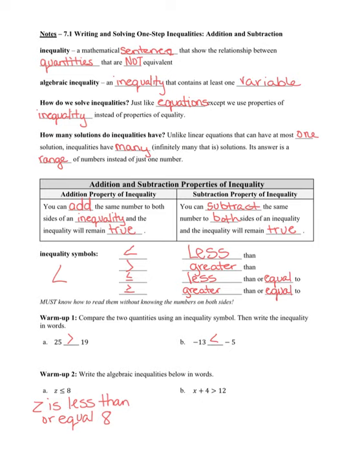B, we have x plus 4 is greater than 12. So we're going to write that out in word form here. X plus 4 is greater than 12. Alrighty, here ends the first page of your notes. Continue working through the notes to learn how we solve these inequalities.